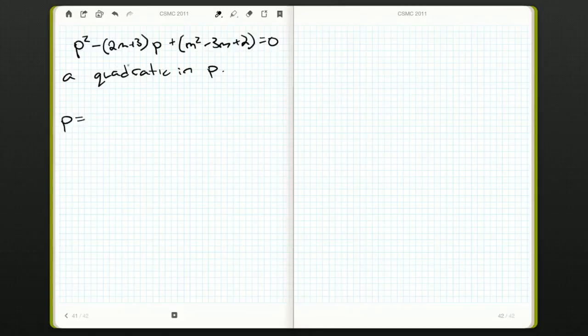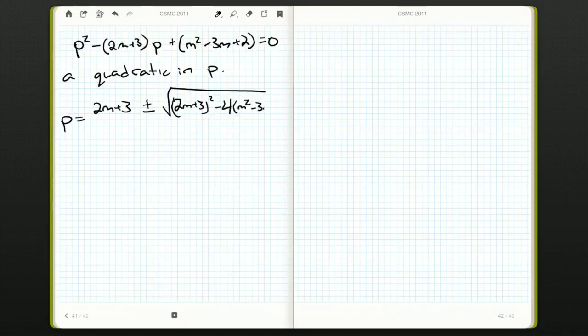So p is going to be equal to negative b, so that's going to be just 2m minus 3, plus or minus the square root of b squared. We can ignore the minus sign because minus 1 squared is just 1. So 2m plus 3 squared, minus 4a, which is 1c, m squared minus 3m plus 2, all over 2a, which is 2. Okay, so this 2m and this 2 will cancel out to be m plus 3 plus or minus, and that's why I'm going to choose the plus, because we need to add to m to get p, because p is greater than m.